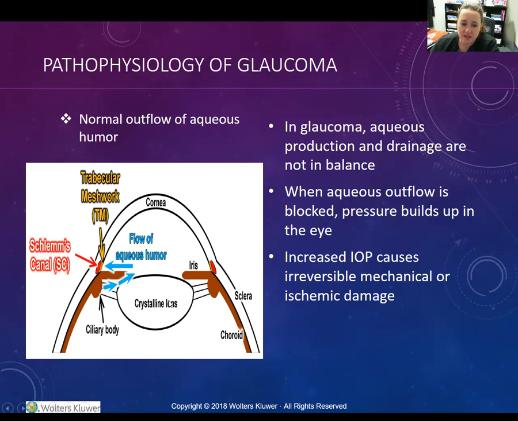So if the production rate and drainage are not equal, then we have fluid that is being produced and is flowing through here. But if we've got a problem with either the trabecular meshwork or the Schlemm's canal, then obviously this fluid is going to back up and build up and put pressure on the optic nerve. So we're going to have high intraocular pressure, and this can cause irreversible mechanical or ischemic damage to that optic nerve, which is not good.